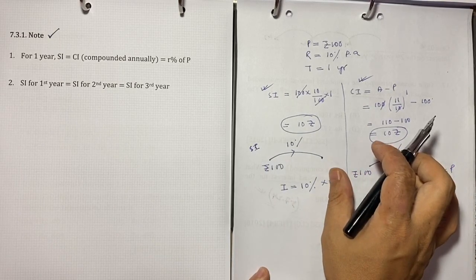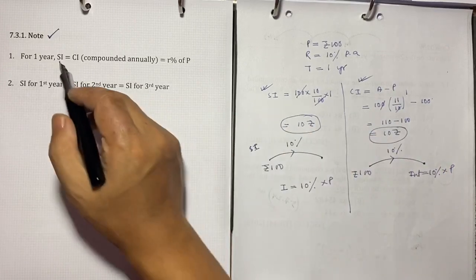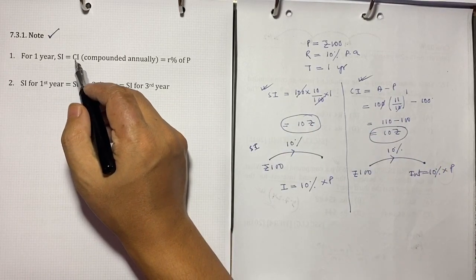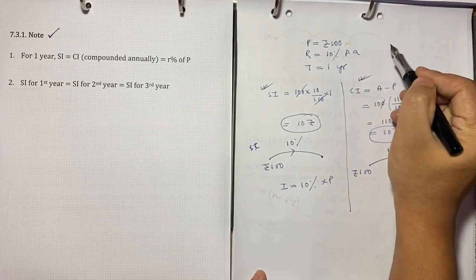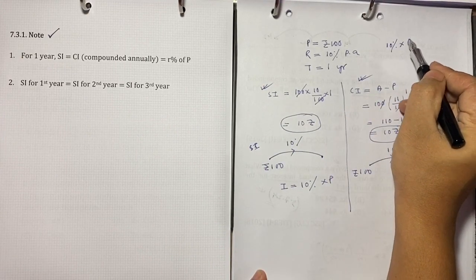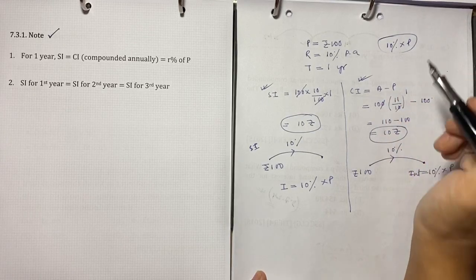The most important point is that for one year, compound interest and simple interest are the same thing. You can directly apply the value: 10% into P. This is the interest for the first year.